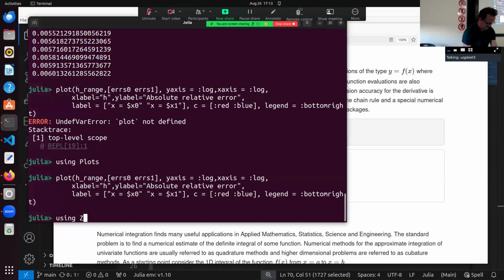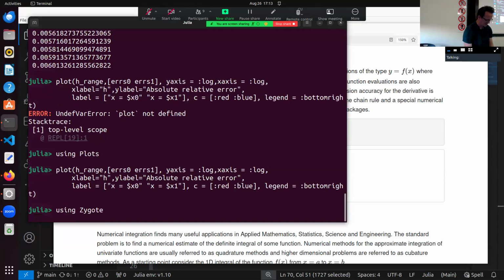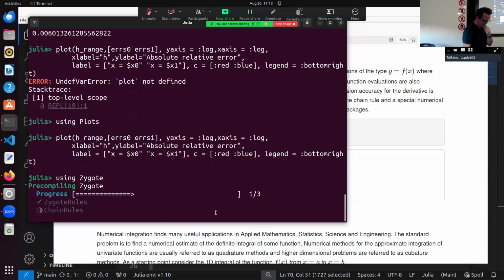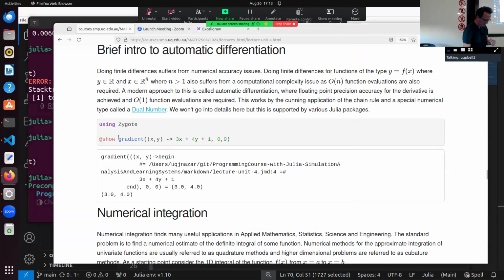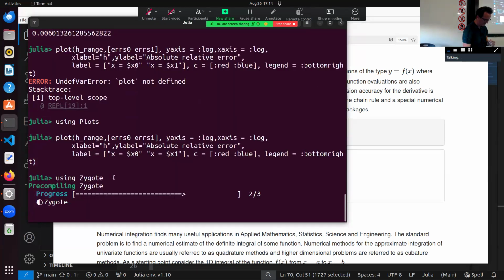Oh, it's not happy. Do a little bit of pre-compilation because I messed something up. But I'll just wait for that to finish in the background.